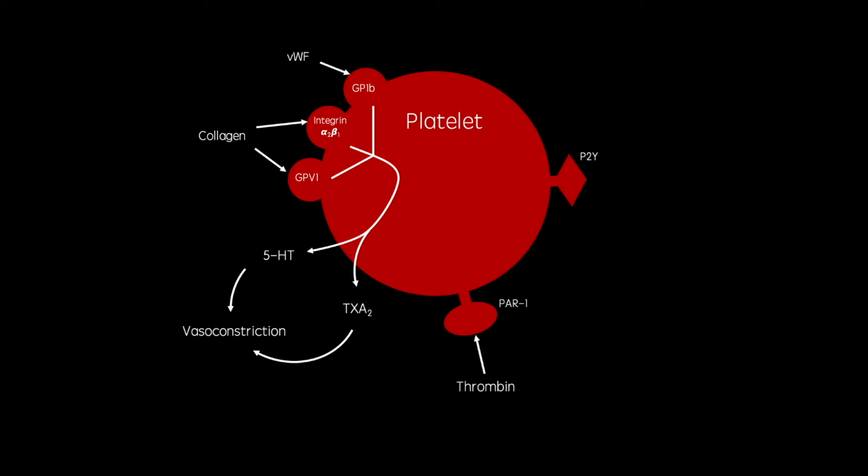Platelets are also activated by thrombin, which you'll see more about in the coagulation cascade next. This thrombin acts on the protease-activated receptors, or PARs, causing the release of intracellular calcium stores, which activates cyclooxygenase 1, which subsequently generates further thromboxane A2.